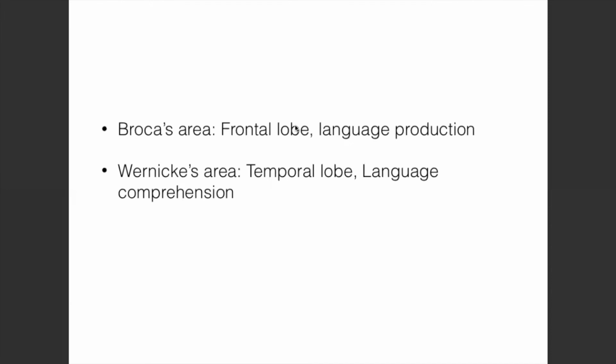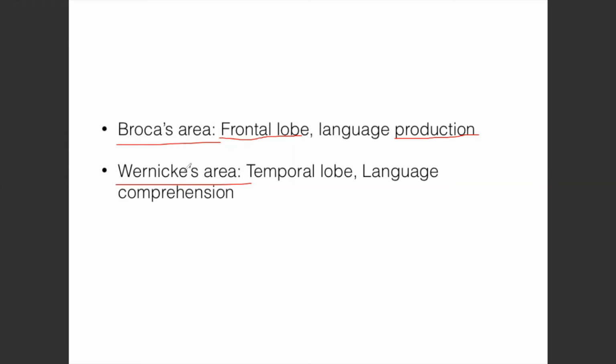Okay, so next we're going to be talking about two important areas that you're going to find in the brain, which are Broca's area and Wernicke's area. They're both very important areas that are responsible for language. So in Broca's area, that is the frontal lobe, it's responsible for language production. So when you're trying to speak, the part of the brain that's responsible for this is Broca's area.